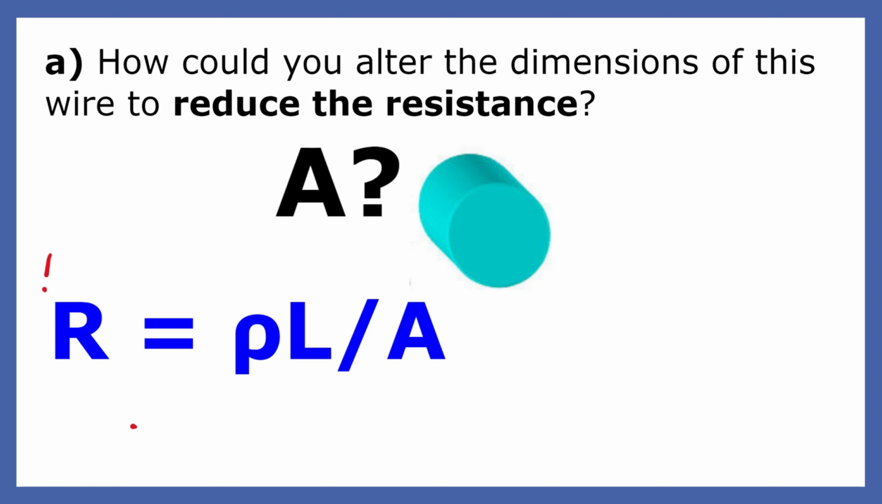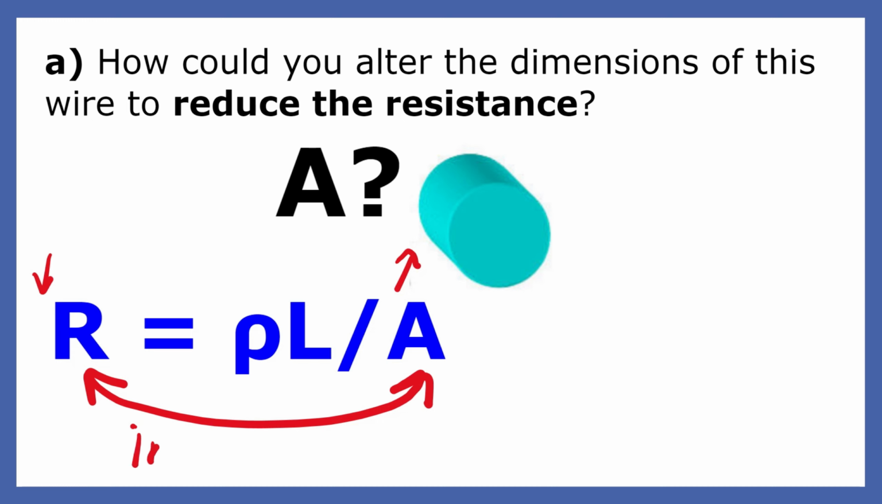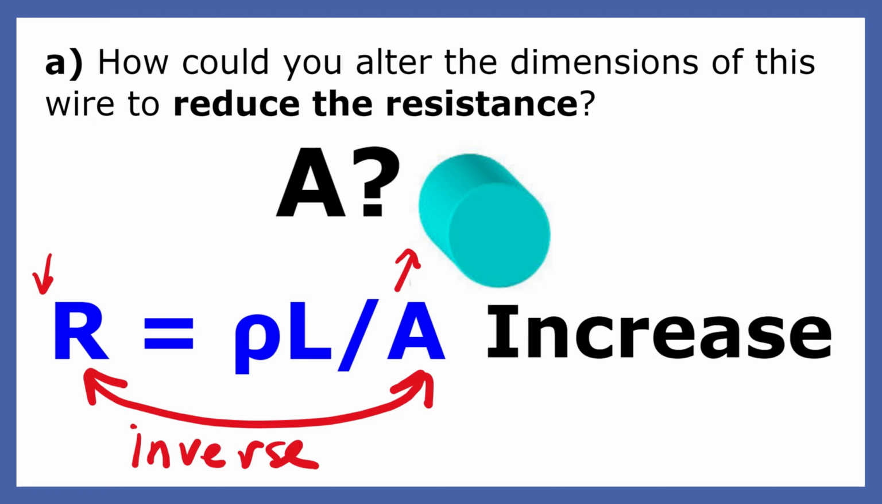How could you alter the cross-sectional area of the wire to reduce the resistance? Since the resistance is in the numerator on the left side and the cross-sectional area is in the denominator on the right side, the relationship between these two variables is inverse. To reduce the resistance, we need to increase the cross-sectional area of the wire. A wider wire gives the electrons more room to move and decreases the likelihood that the electron would collide with the atom.